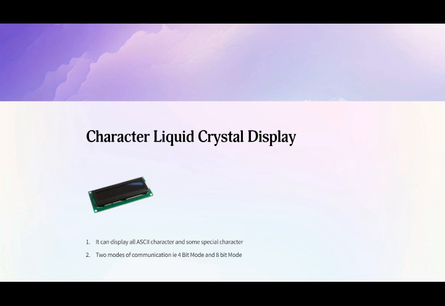CLCD, or character liquid crystal display. These displays are used for displaying all ASCII characters as well as some special characters. This CLCD has two modes, 4-bit mode and 8-bit mode. In our project we used 8-bit mode. Also, these CLCDs are output devices which can show the output to the users. The processor gives the data, and the data can be displayed in the CLCD for output purposes.